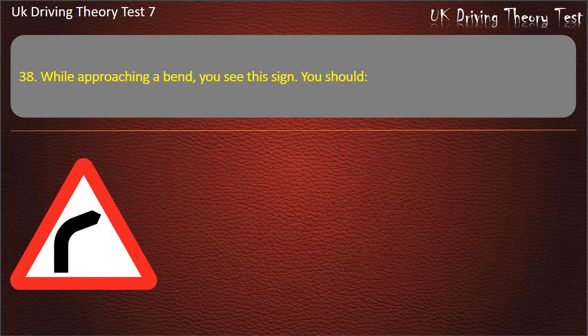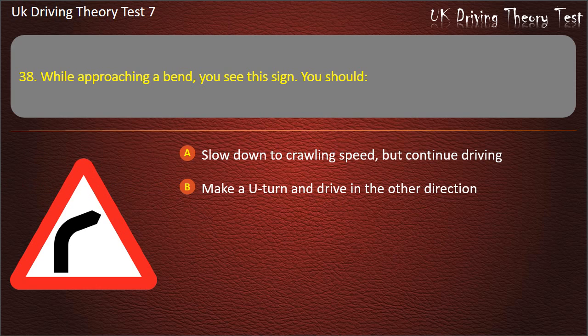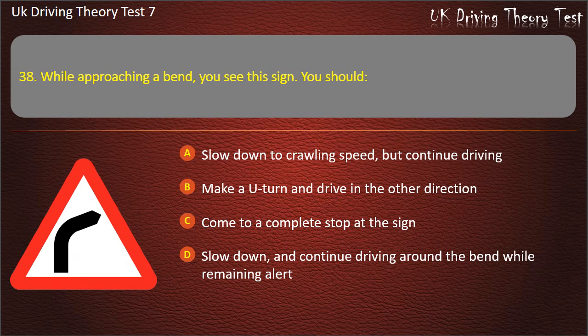Question 38. While approaching a bend, you see this sign. You should slow down to crawling speed, but continue driving. Make a U-turn and drive in the other direction. Come to a complete stop at the sign. Slow down, and continue driving around the bend while remaining alert. Answer. Slow down, and continue driving around the bend while remaining alert.